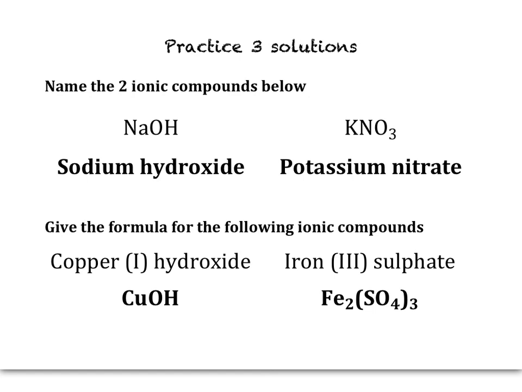Here are the solutions for the questions in the last slide. NaOH is sodium hydroxide. KNO3, potassium nitrate. CuOH is copper 1 hydroxide. And Fe2(SO4)3 is iron 3 sulfate. You should now complete the multiple choice test, naming ionic compounds 5.3. As usual, you are free to use your copy of the periodic table.